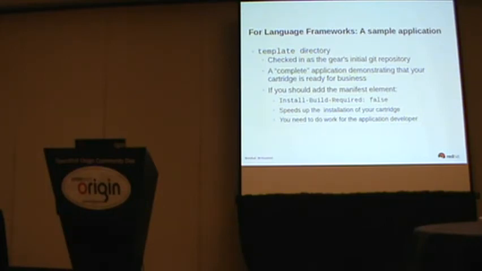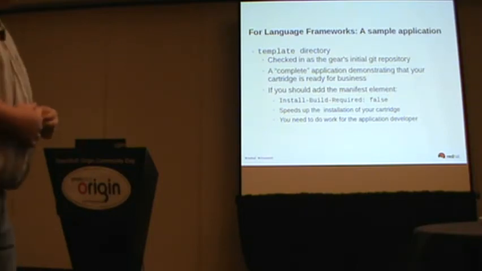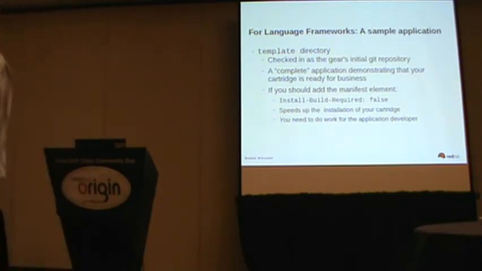You want to do your own thing? Great. We don't care. The one thing I do say is that we have a field in the manifest, initial build, install build required. Sorry, it got changed. The idea here is that if your cartridge's sample application is so complicated that you can't have it pre-built and living in the repository, that we will do a build for you when we install it.